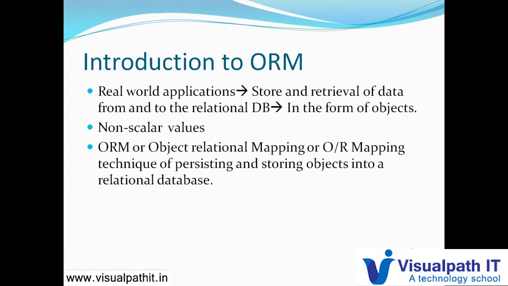This is done in the form of objects. These objects usually are non-scalar values. That is, we cannot directly store objects in and retrieve objects from the relational database, because scalar values can be directly stored in the relational database. So what we use here is object relational mapping, or in other words ORM, or O/R mapping, a technique of persisting and storing objects into a relational database.